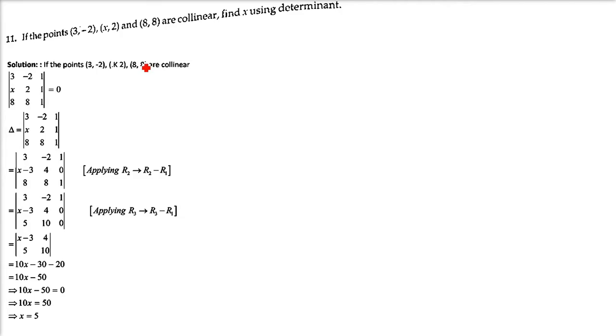Same thing here: if the points are collinear, find x using the determinant. So you have to take the area of the triangle and put it equal to 0. This is the same thing which we have to do. The main thing is R2 minus R1, R3 minus R1. This is always done. x will come as 5. Just recheck it.